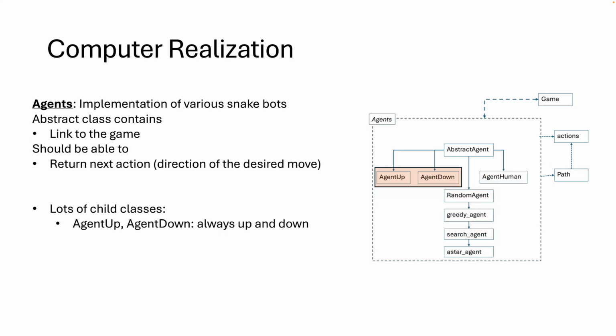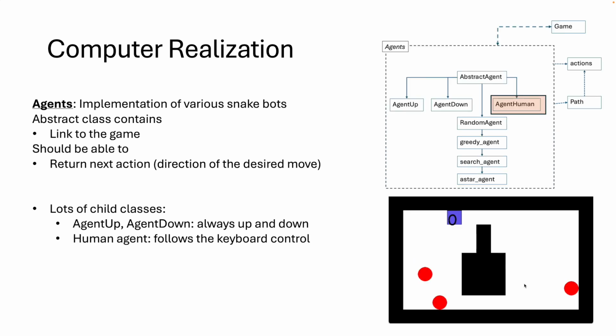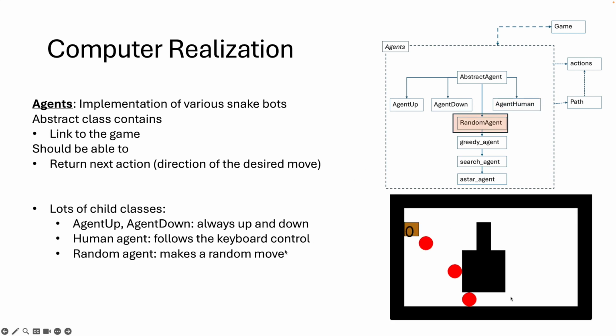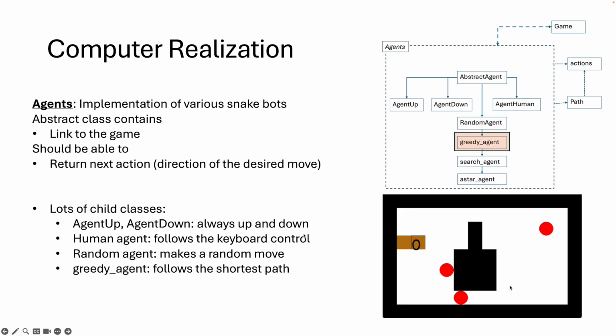For example, the agent up and agent down classes always move up and down. Human agent is a snake that follows the keyboard control commands. Here is an example of how it goes. Then we have random agent that makes a random move without paying any attention to surrounding apples, only trying to survive. The next one is greedy agent, which follows the shortest path to the nearest apple. You can see it here.